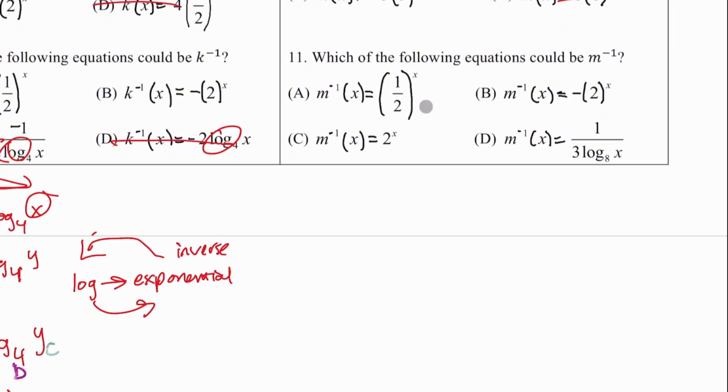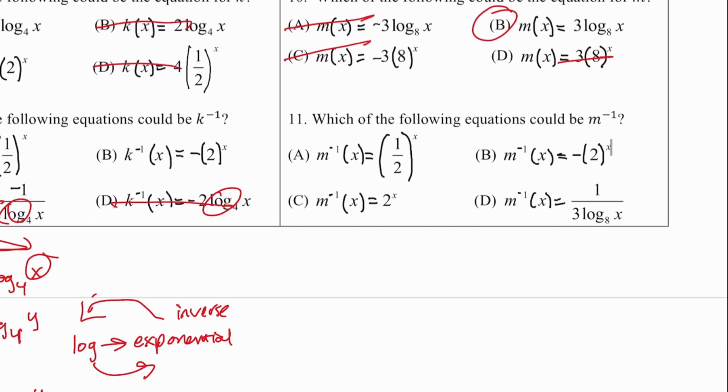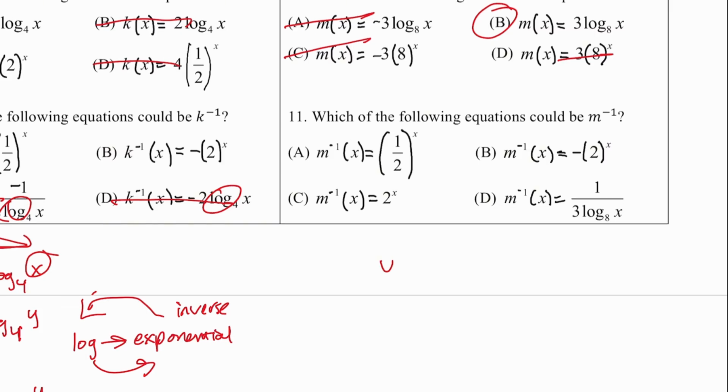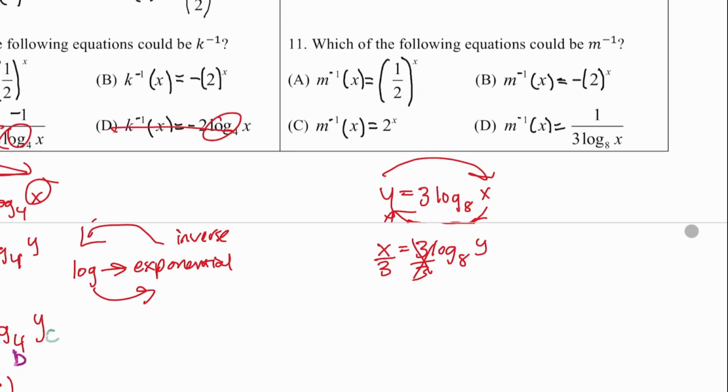So now, which of the following equations could be the inverse for m, which is m negative 1 of x? So, using this equation up here, we want to switch the x and y. I'm going to write the original equation, and now we want to switch the x and y. X is equal to 3 log 8y. So now to isolate, we can divide by 3. It's not part of the log because the log is log b of c equal to a. And so x divided by 3 is equal to log 8y.